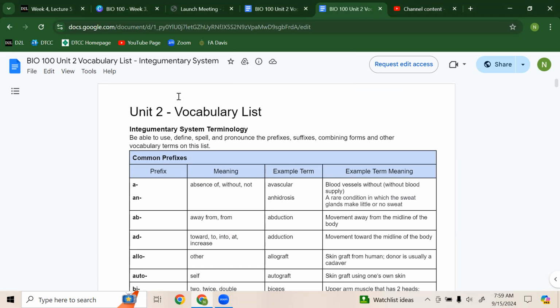So we need to study both lists because your week 2 or unit 2 test is coming up by the end of this week. So really get on top of those words sooner versus later.